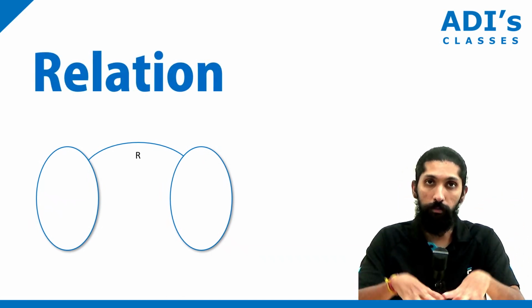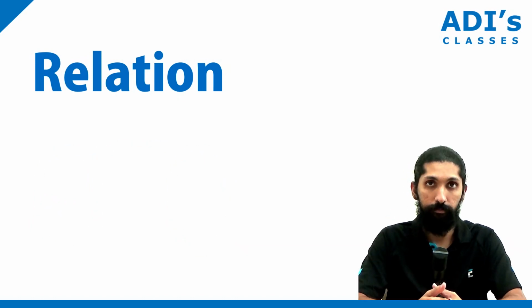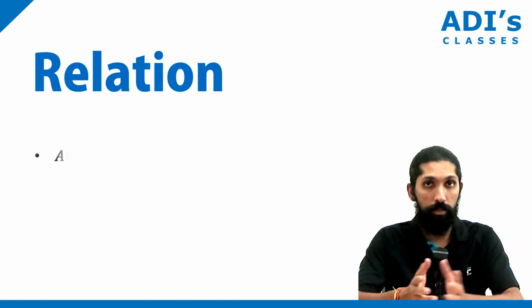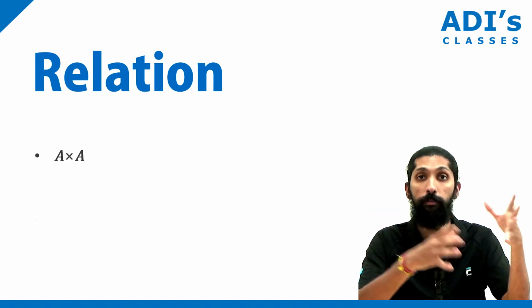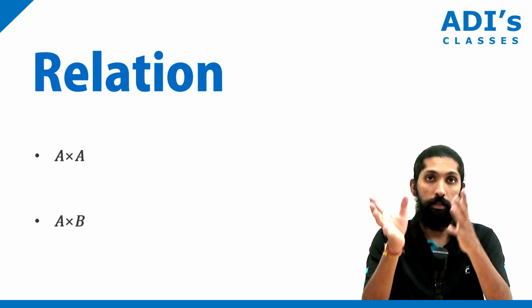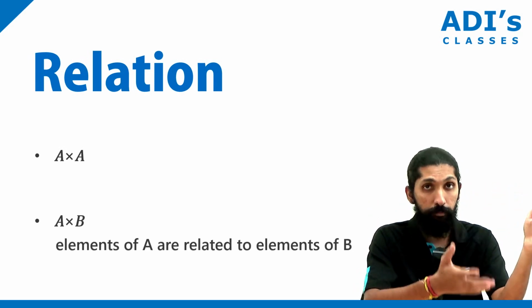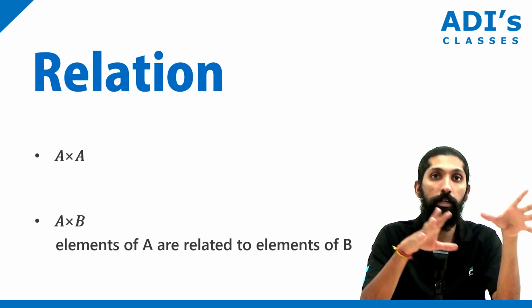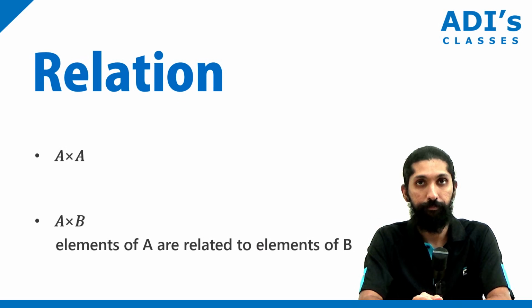Now, once you have a relation, then you are going to write it in a particular format, correct? So A cross A is going to be one relation, and suppose if you have A cross B, then elements of A are related to elements of B. Now, in a particular function, correct? So that is basically a relation.